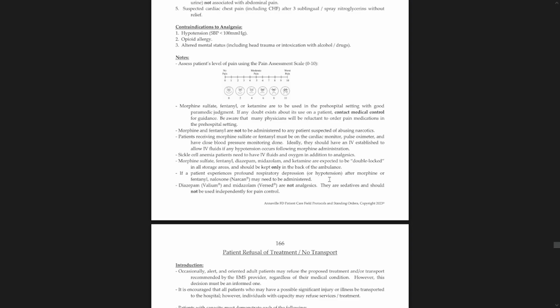Morphine sulfate, fentanyl, diazepam, midazolam, and ketamine are expected to be double locked in all storage areas and should only be kept in the back of the ambulance. If a patient experiences profound respiratory depression or hypotension after morphine or fentanyl, naloxone or Narcan may be administered. Diazepam or Valium and midazolam or Versed are not analgesics. They are sedatives and they should not be used independently for pain control.